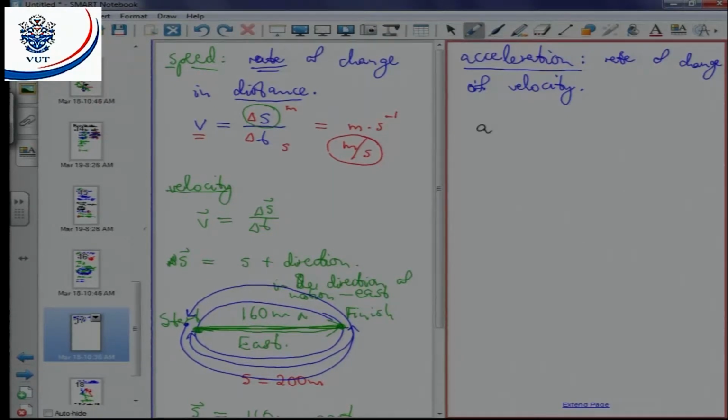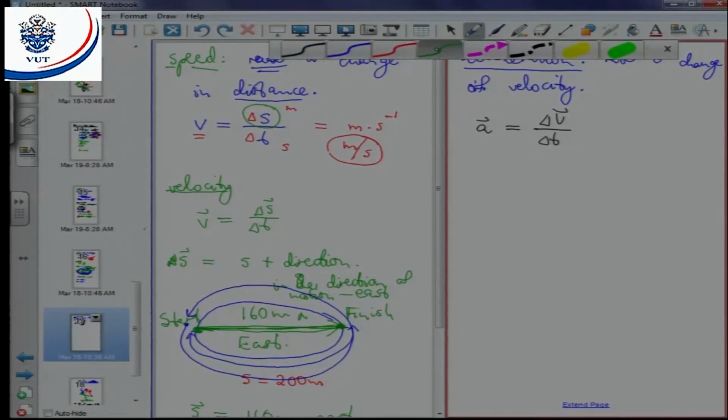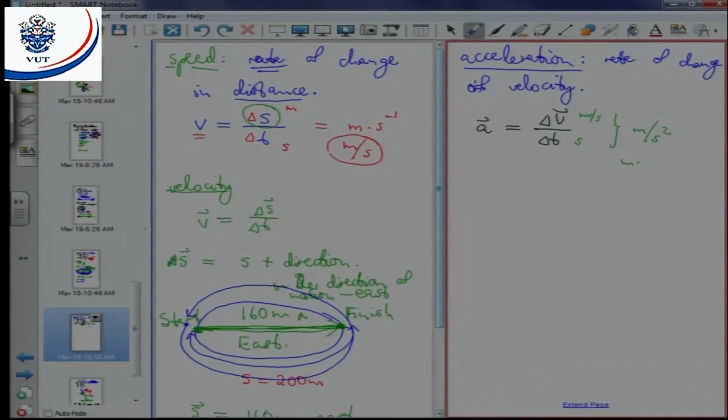We use A for acceleration, it's a vector, so I need the arrow. So A is equals to delta V, which is a vector, over delta T. And you can see V is measured in meters per second and T is in a second. So combining these two, the unit for acceleration is meters per second square, or sometimes it's written as meters times second to the minus 2. Okay, so that's acceleration.